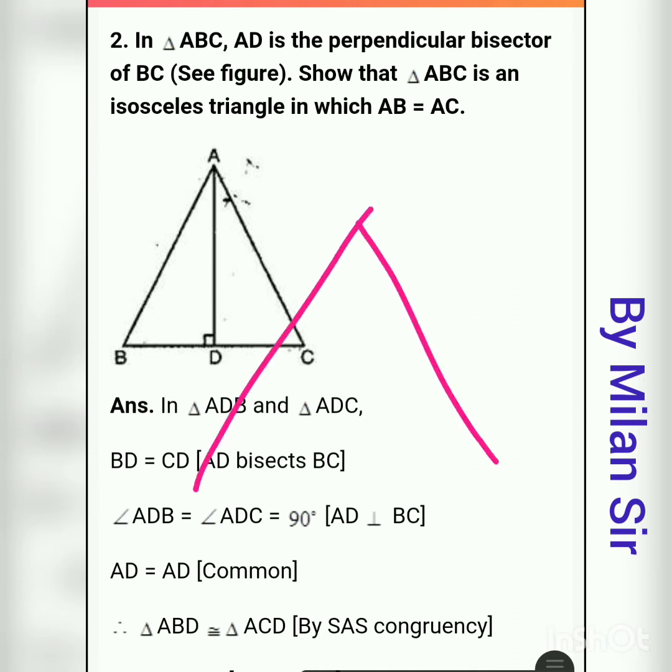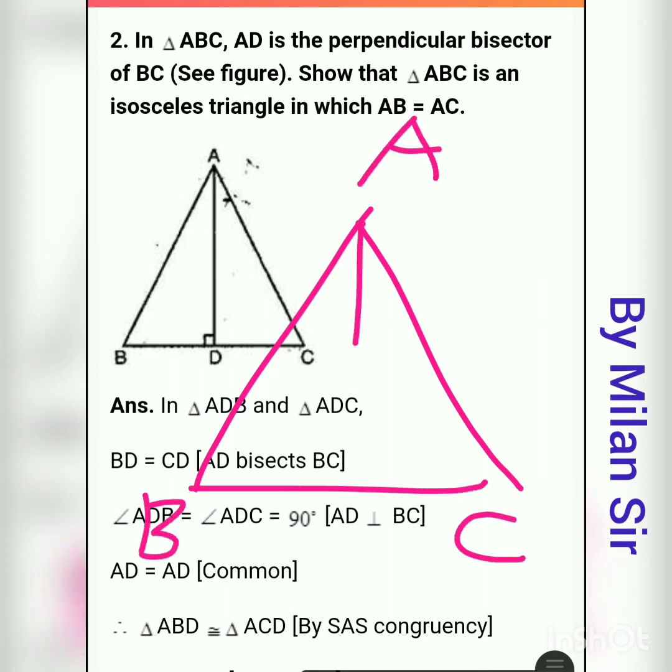So here we have one triangle ABC. AD is the perpendicular bisector. Now perpendicular bisector means what? Perpendicular, that means here it makes 90 degrees, and bisector, that means it divides the opposite side into two equal parts. Perpendicular means 90 degrees, and bisector means these two parts are same.